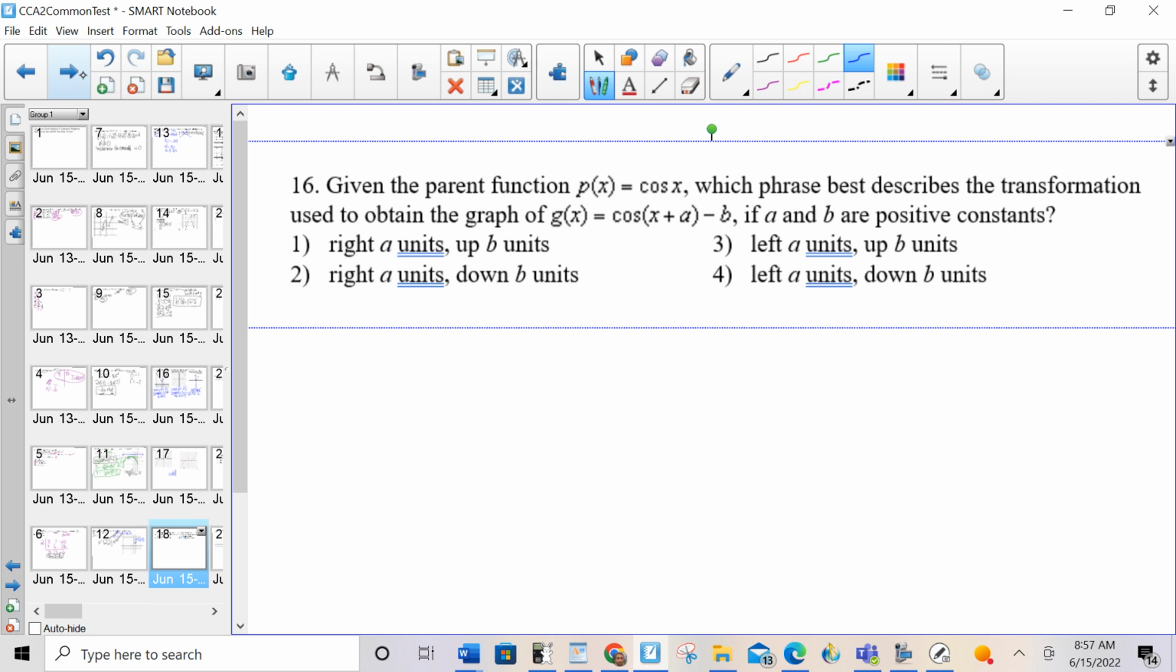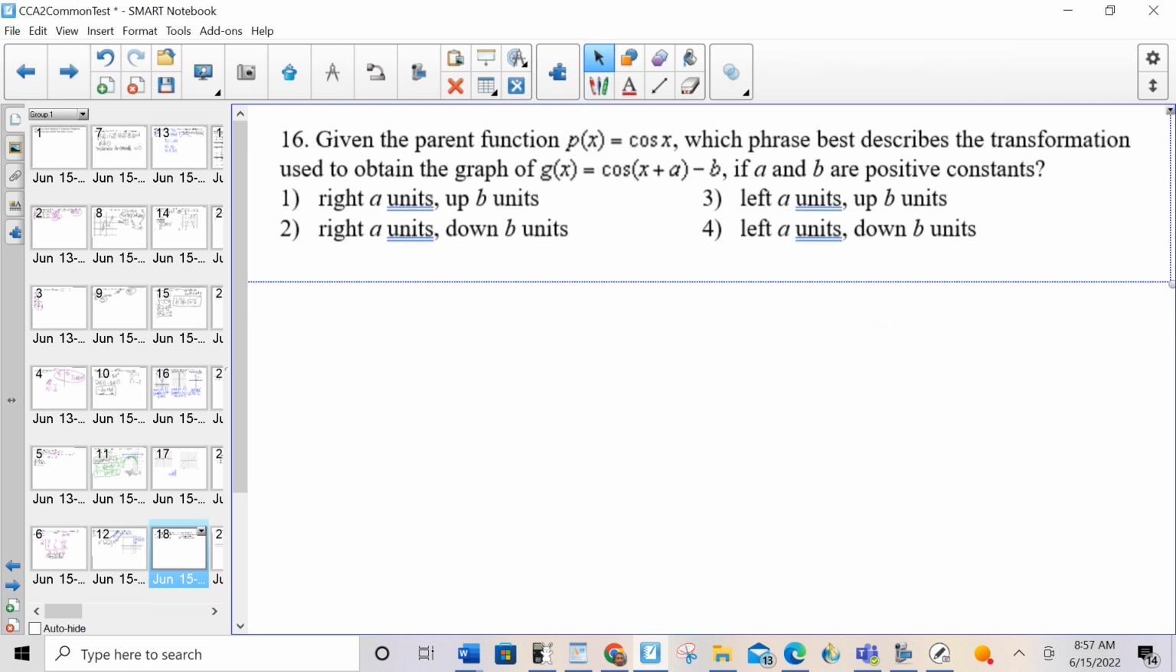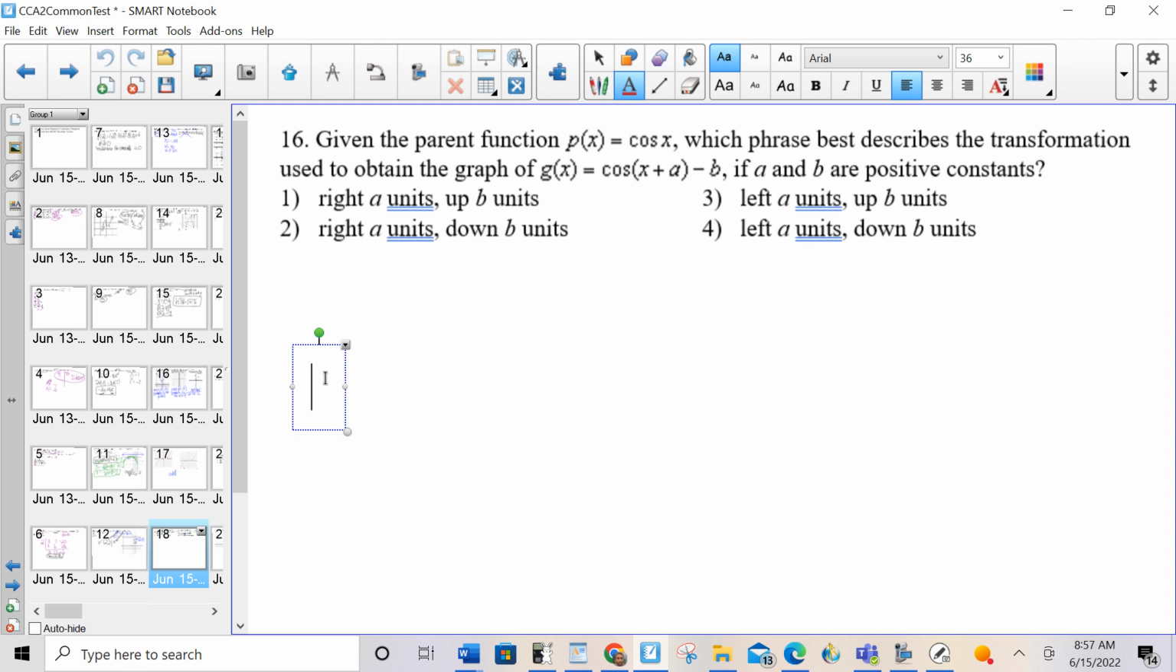You need to know your translation rules. I don't feel like writing it out. I guess I can type it out. Even though this thing's always so giant, I don't need this 36 font. 24 font. It's still 36. Should I try one more time? 24. Whew.